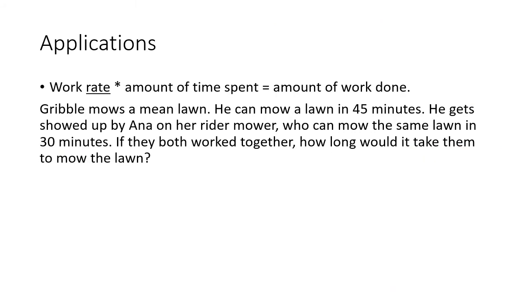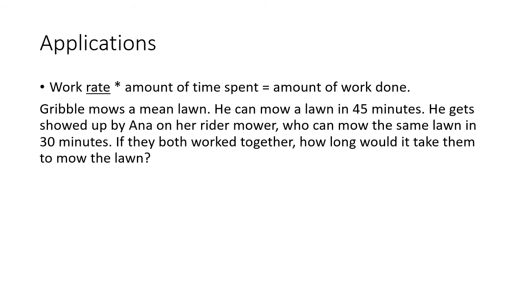All right, here's a work rate type problem. These ones are notoriously difficult for students. Here's the key to this. Let's read the problem first. Gribble mows a mean lawn. He can mow a lawn in 45 minutes. He gets showed up by Anna on her riding mower, who can mow the same lawn in 30 minutes. If they both work together, how long would it take them to mow the lawn?